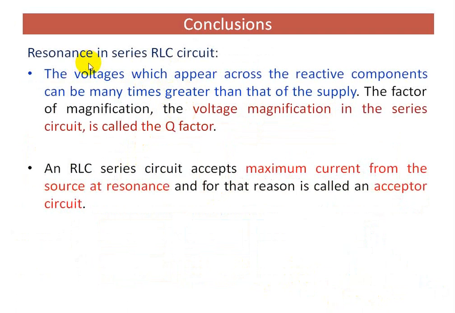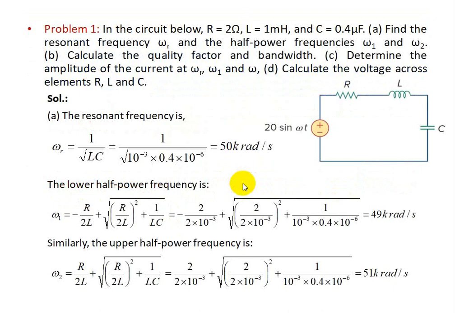In a series RLC circuit at resonance, the voltages which appear across the reactive components such as L and C can be many times greater than that of the supply. So here voltage magnification takes place, and this voltage magnification is called the Q factor. An RLC circuit accepts maximum current from the source at resonance. For that reason it is called an acceptor circuit. So this circuit allows maximum current at resonance, and therefore it is called an acceptor circuit.